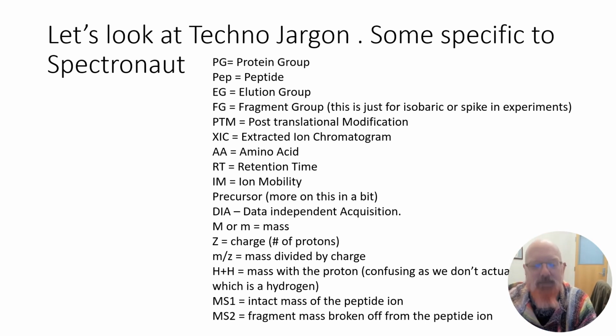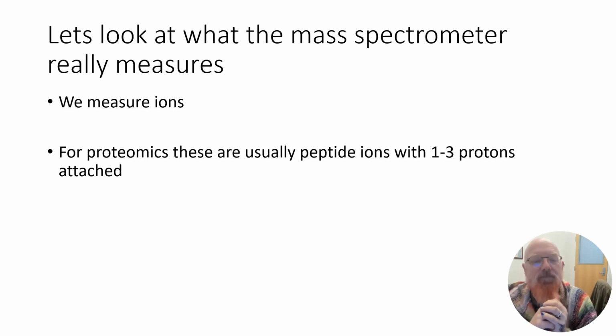Okay, MS1 is the intact mass of a peptide ion. MS2 is the fragment broken off the peptide ion, and I'll give you some slides to explain what that is. Once you understand what the mass spectrometer is really doing, it makes this a little easier. This took me a long time to understand, so don't worry if you don't understand it right away. So we actually measure ions. For proteomics, these are usually peptide ions that have 1 to 3 protons attached to them.